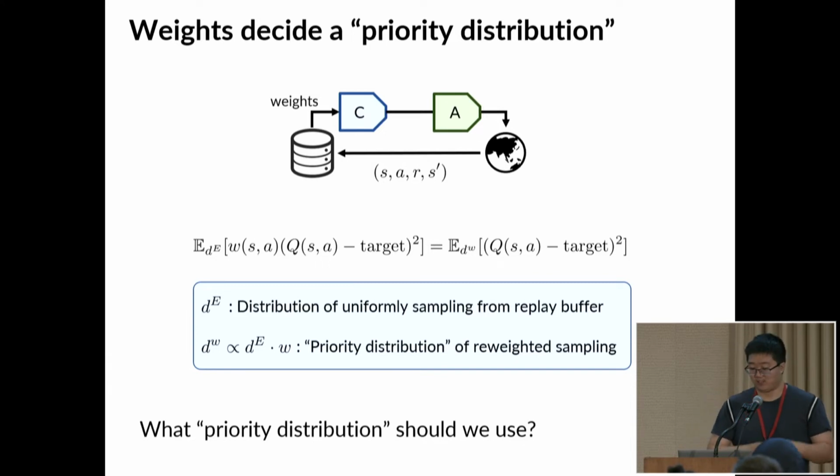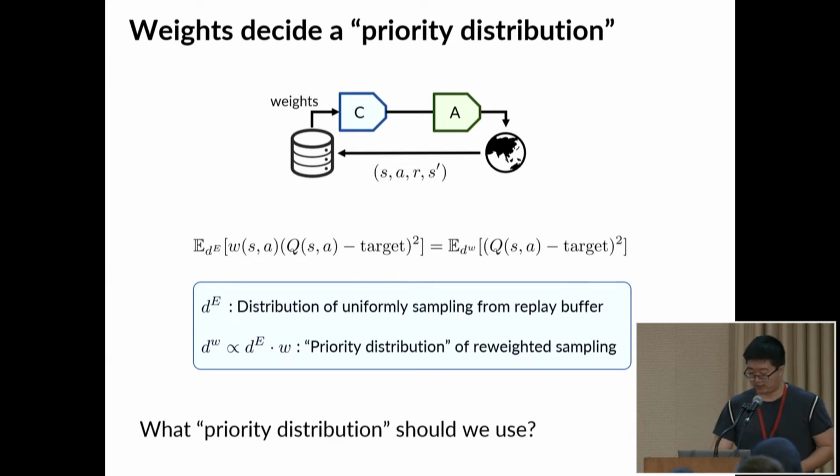So our high-level idea is to first define a weight, let's call it W, and we apply this weight onto every sample in the replay buffer. Let's call the distribution of uniformly sampling from the replay buffer D of E. And we will call this distribution D of W, as D of E multiplied by W, normalized. So we can essentially think of this new objective after reweighting as not doing the reweighting after sampling, but choosing a different distribution, a so-called priority distribution, for sampling. So it will be equivalent to as if we uniformly draw from this priority distribution.